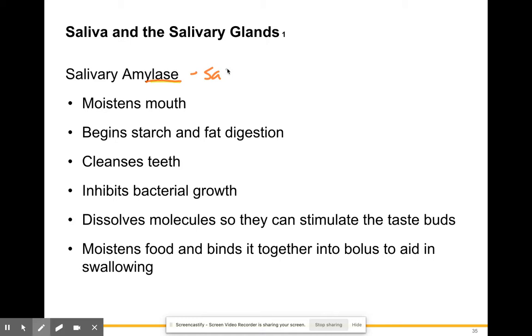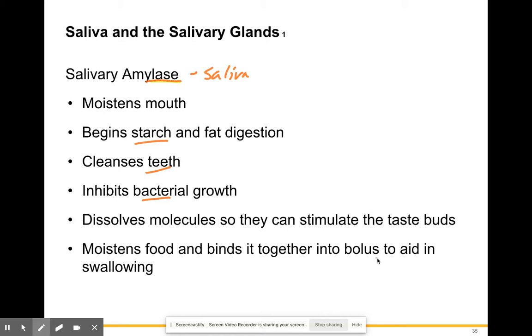Okay, salivary amylase. It moistens the mouth. It begins starch and fat digestion. That's evident because, like, if you have a suck candy in your mouth, you don't have to chew it. It'll just dissolve on its own. And that's because salivary amylase in your mouth is digesting starch or sugars. It helps to clean your teeth. It helps to inhibit bacterial growth because of its pH. It helps to dissolve molecules so that they can stimulate your taste buds. And it moistens food and binds it together into something called a bolus.